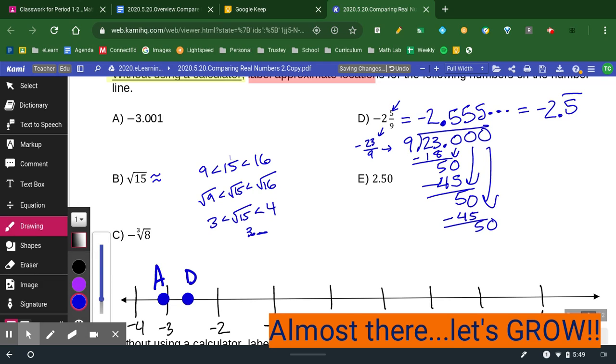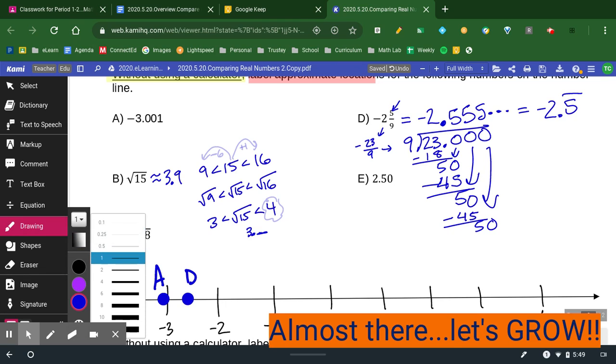So if I review where I'm at, 15 is about 6 away from 9. It's only 1 away from 16. So we're talking really close to 4. I might even say 3 and 9/10. Could be even 3 and 95/100. Who knows? But what that's going to do now is tell me it's just a little before 4. Almost might even look like it touches 4. And let's go ahead and label that point as point B.